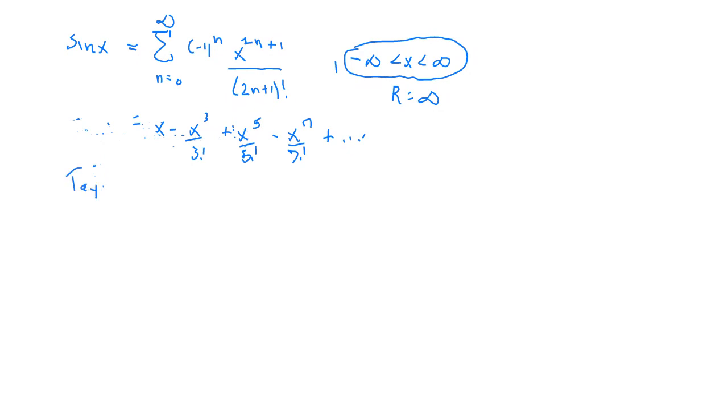So the terms are going to equal x minus x cubed over 3 factorial plus x to the 5th over 5 factorial minus x to the 7th over 7 factorial, and so forth. And there are polynomials called Taylor polynomials, or in this case it would be Maclaurin polynomials, because a is equal to 0 here, right? A is equal to 0.